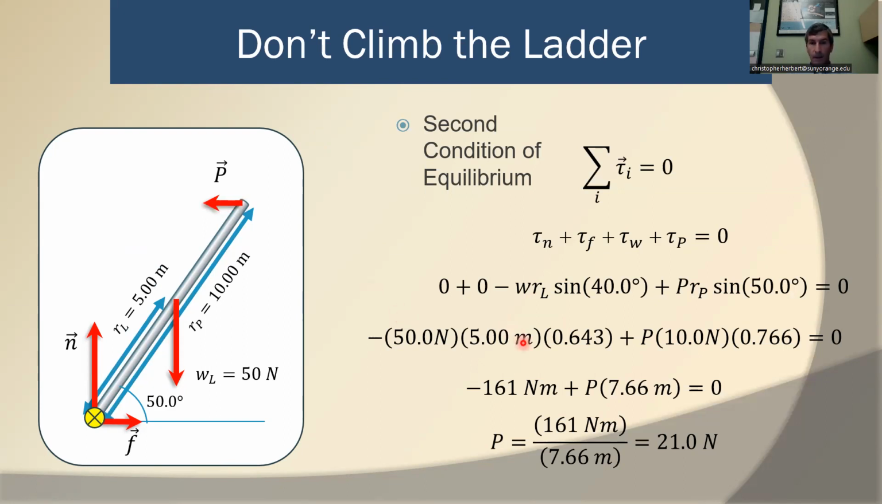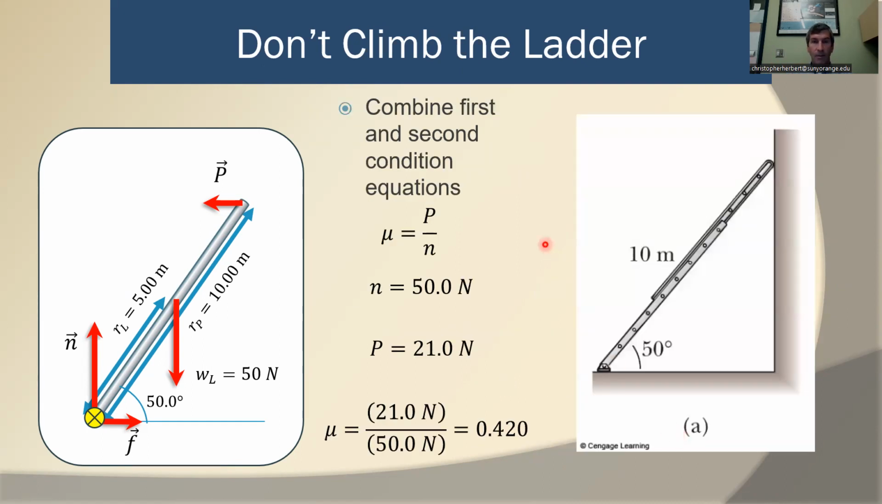So here I take my torque from the weight and my unknown torque from the wall. I see that P is my only unknown here. P becomes 161 newton meters, the torque from the weight, divided by its moment arm, which is 7.6 meters, and I get 21 newtons. Remember, the distance from the axis of rotation is 10 meters, but when I take 10 meters and multiply it by the sine of 50 degrees, I get the moment arm. So P is 21 newtons.